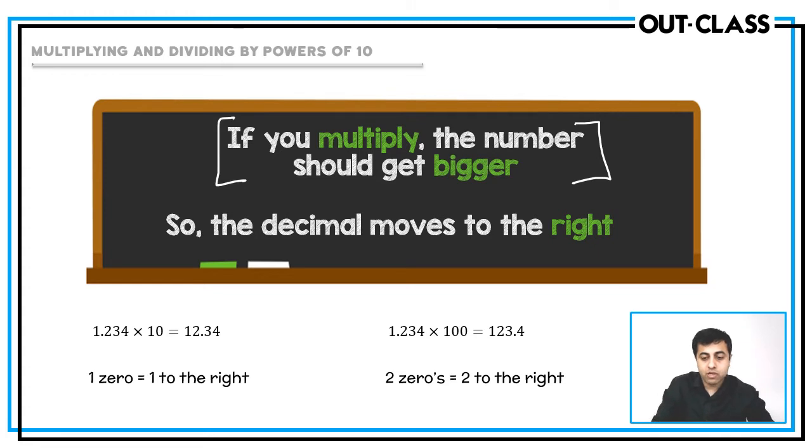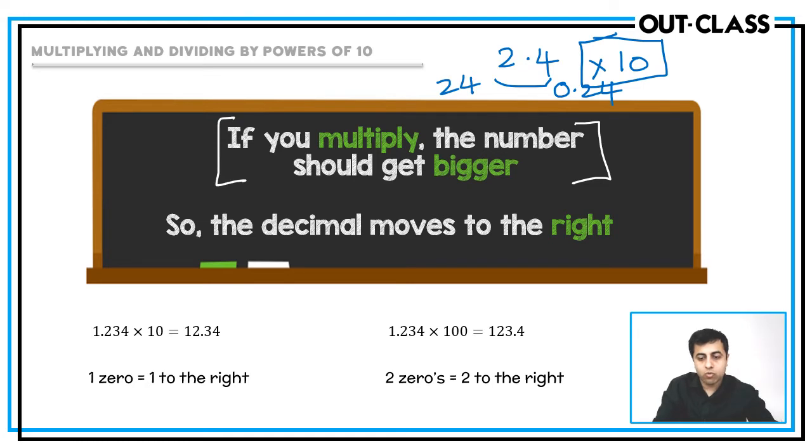So if I gave you a number 2.4 and I said I'm multiplying it by 10, what I'm saying is that if you ever multiply, the 2.4 should somehow become bigger, right? So what's bigger than 2.4? Is it 24 or is it 0.24? I think this is the logical test I always do. Clearly it's this, so I don't even have to think about it. If I'm multiplying, the 2.4 should get bigger, so it should become 24, not 0.24. And so this is the logic.